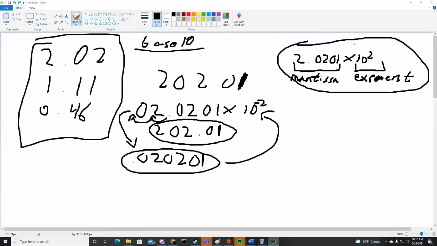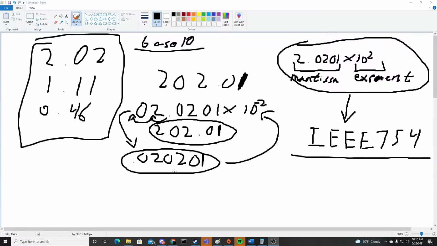So when we store these floating point numbers in binary on a computer, we actually use what's called the IEEE 754 standard. And so this is basically just a standardized way, again, of storing floating point numbers in scientific notation, essentially, on a computer in binary.